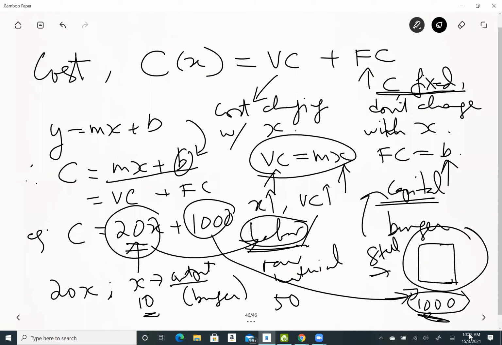So what is that 20? That 20 is the cost per unit, or more specifically, the variable cost per unit. That 20 is equal to M, here 20 for the example, but more generally, M is equal to the average variable cost. In other words, the average variable cost per unit.